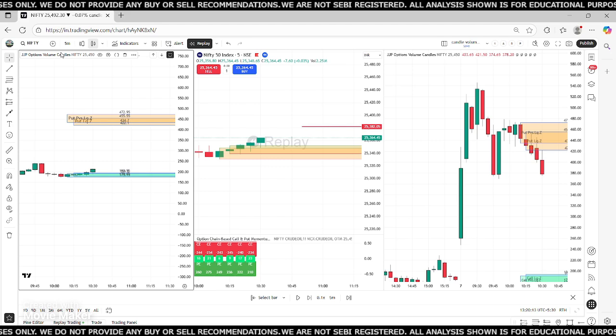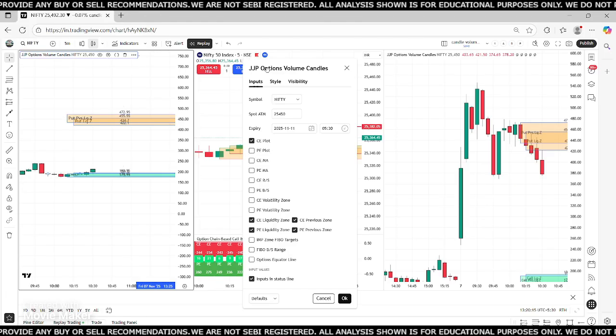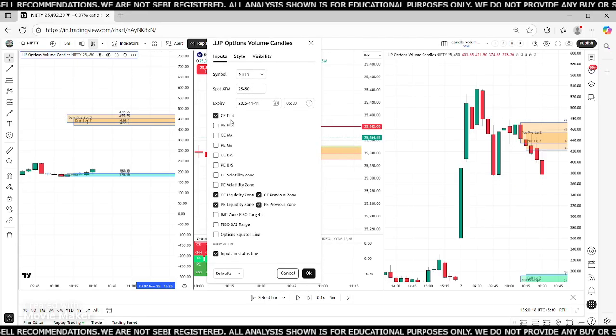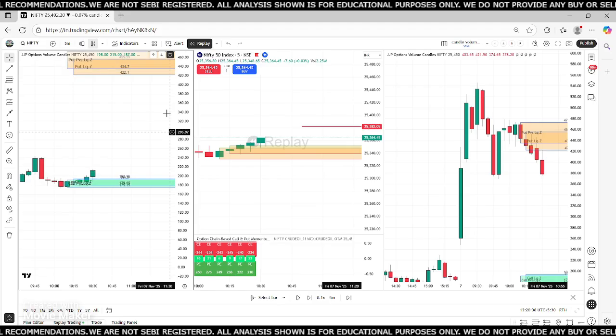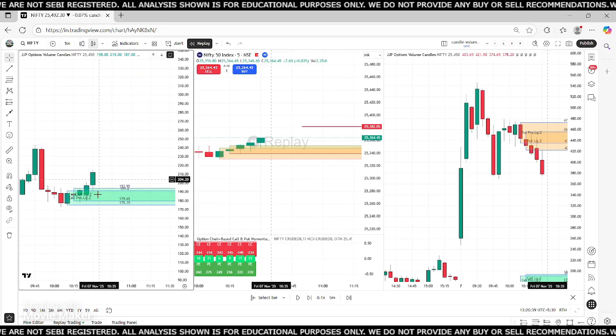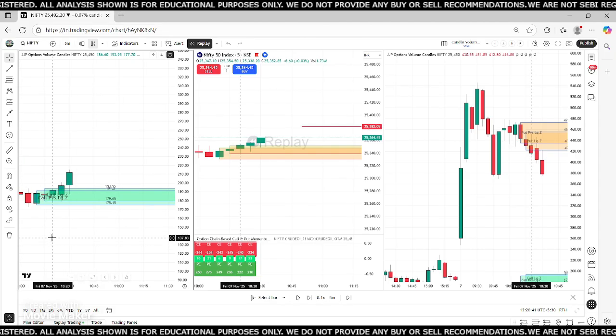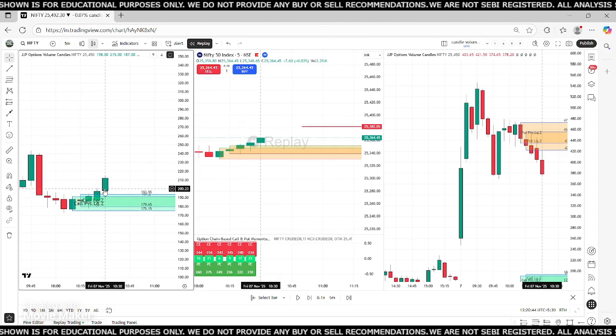the JJP option volume candle indicator. If you go to the settings, we have plotted only the call option plot. That means the call option candles plotted in JJP option volume candles are a cumulative volume of 5 OTM strike prices, and based on that we have calculated the volume and volatility, and only based on that these candles are formed. So this is not a normal candle plotted from the call option or put option. This candle is taken from the weightage of the 5 OTM strike prices based on the inputs which we are giving.